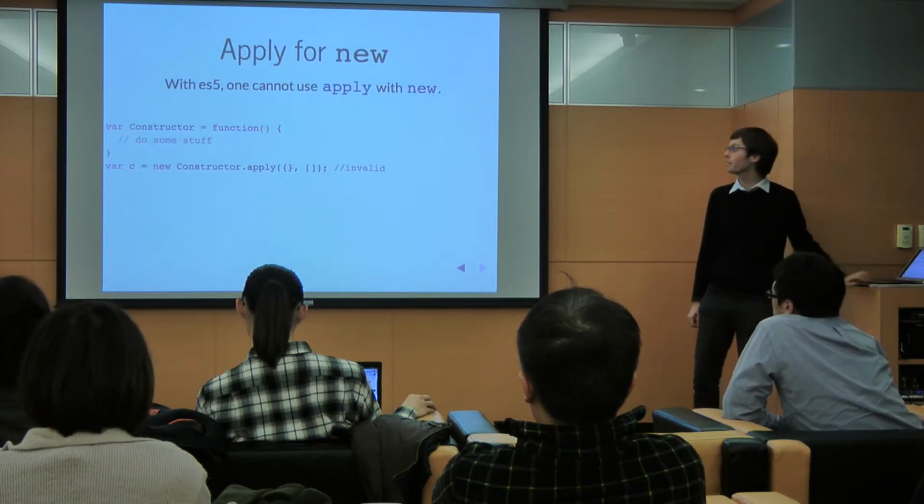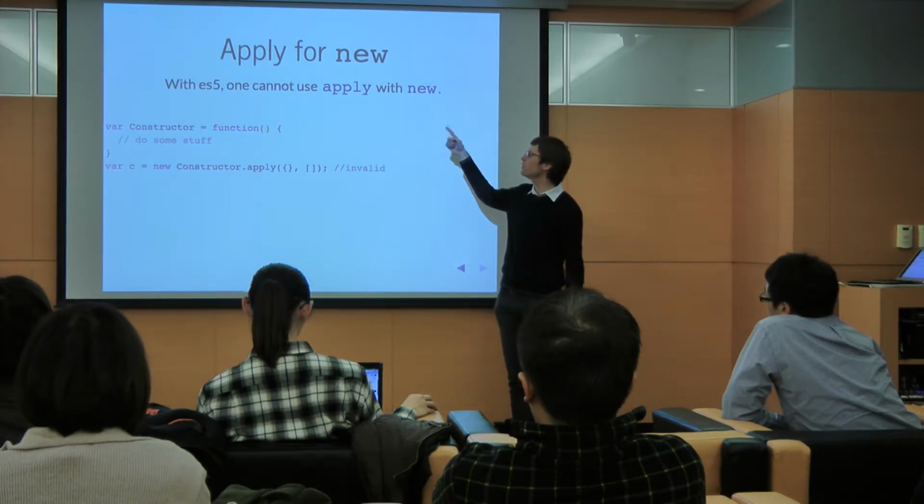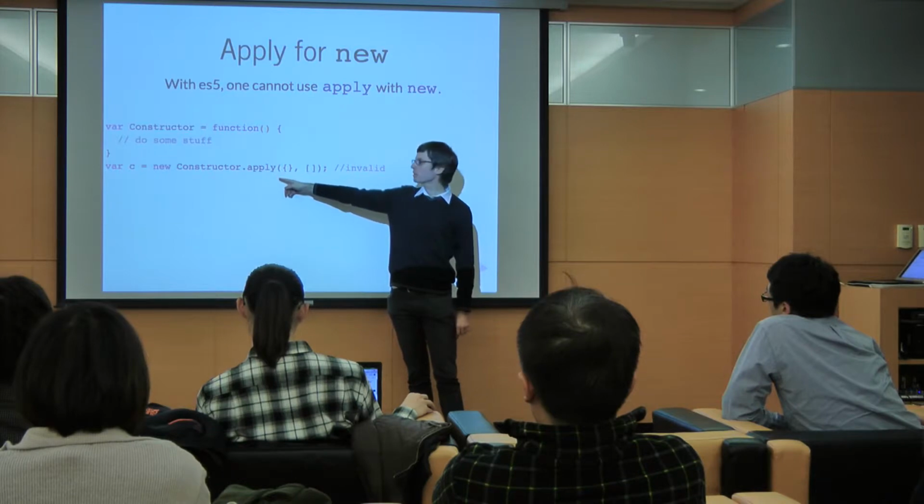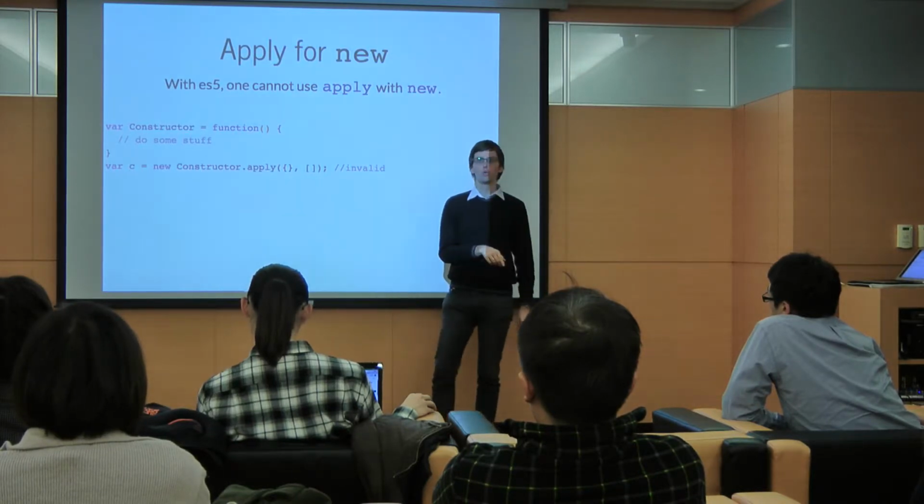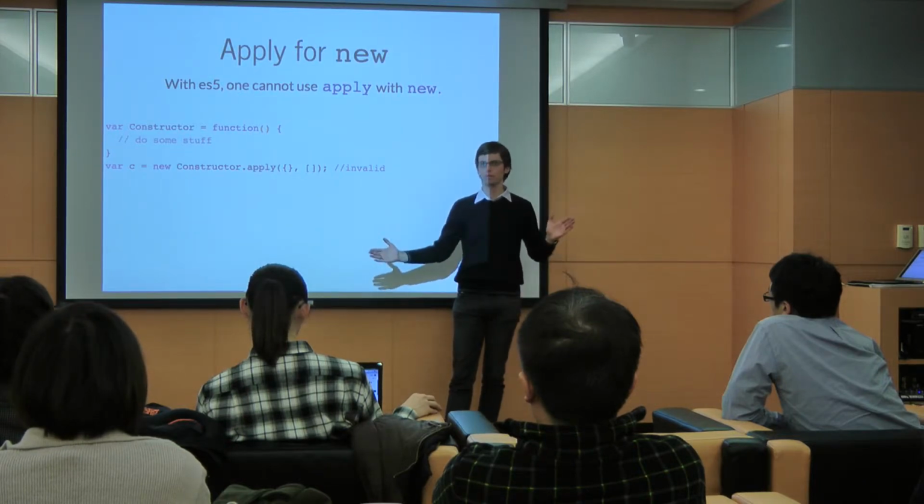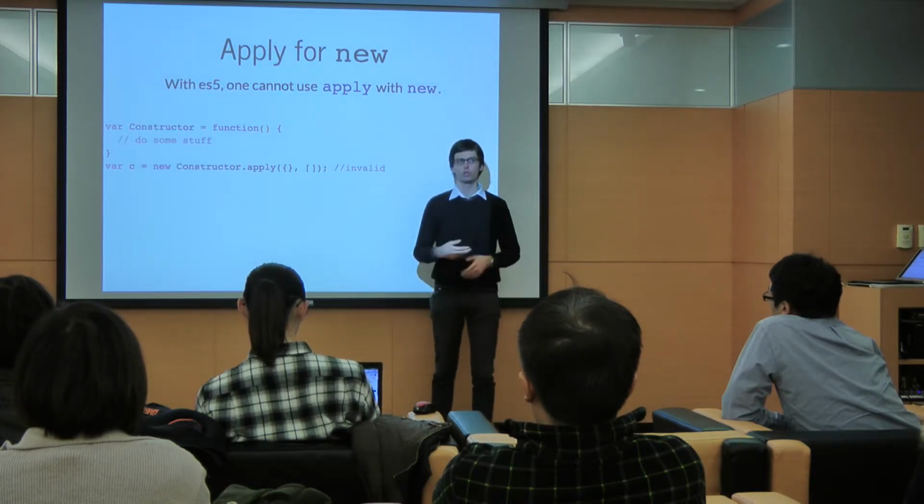Okay, the last use of the spread array is that you can use it for new. You cannot do that in JavaScript. It's not allowed. You cannot call apply. So if you have a constructor which expects a variable number of arguments, you're screwed. You have to find another way because you cannot call apply when you construct a new object.